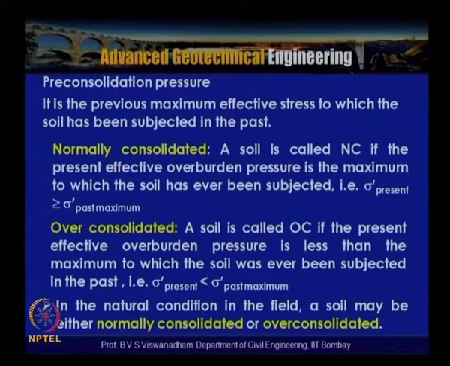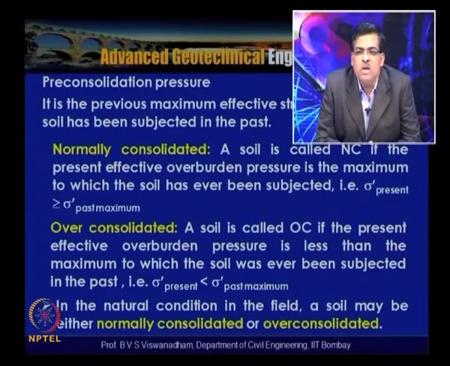Here we introduce two terms, normally consolidated and over consolidated soils. A soil is called normally consolidated if the present effective overburden pressure is the maximum to which the soil has ever been subjected. That is, sigma dash present is greater than or equal to sigma dash past maximum.